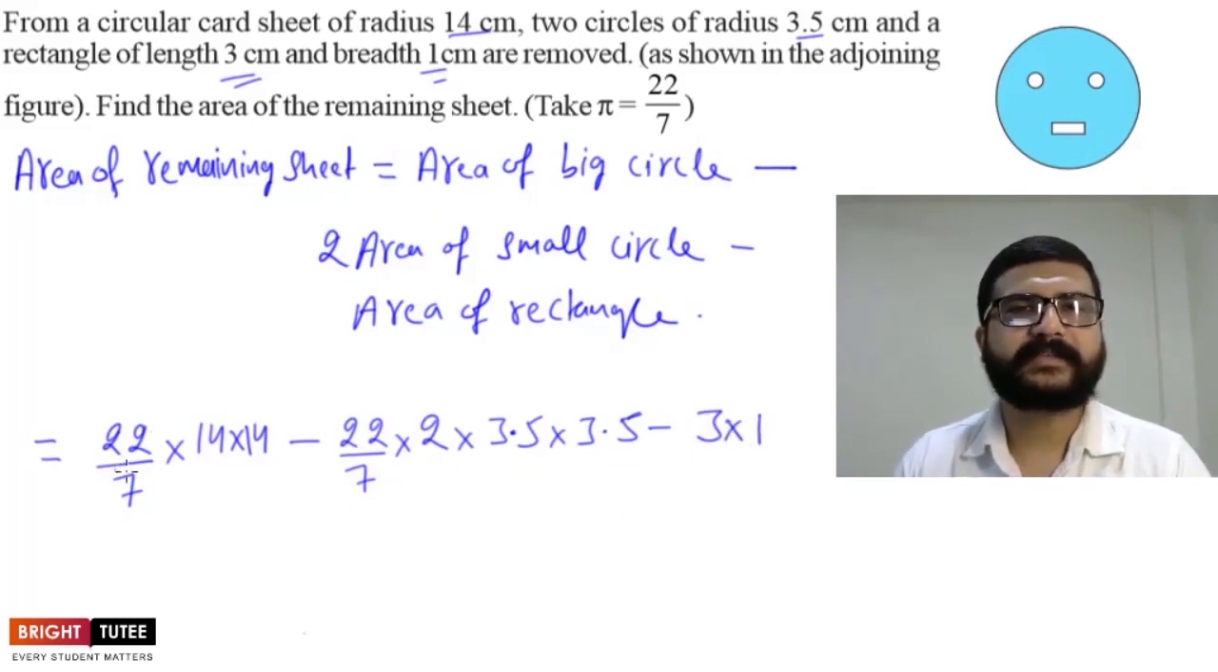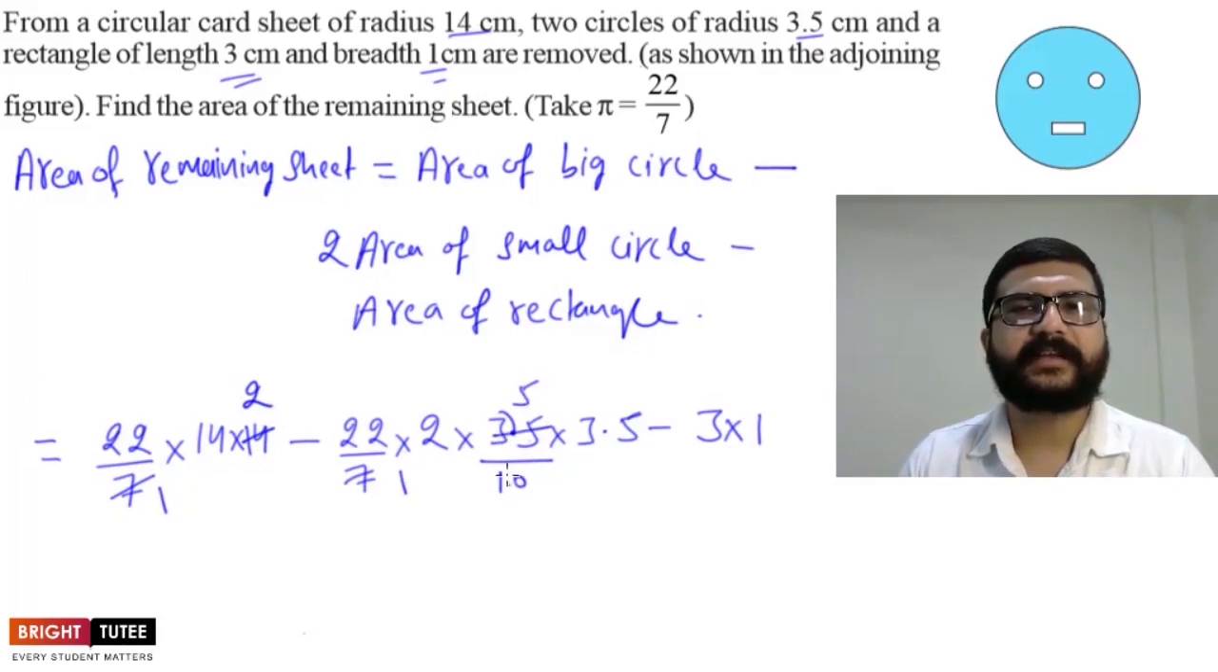Now let's simplify this. We can cancel this. 7 ones are 7, 7 twos are 14. And from here also we can cancel it. We can remove one decimal and we can put 10 here in the denominator. Now 7 ones are 7, 7 fives are 35. Now 2 into 5 is 10 and here we have one more 10. So basically what we are getting from here is 22 into 14 into 2, which is 28, minus 22 into 3.5, minus 3 into 1, which is 3.